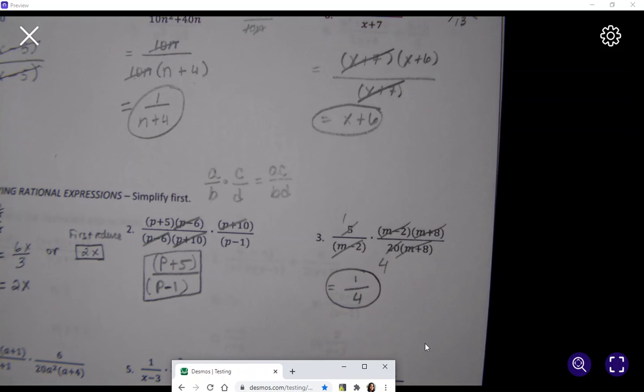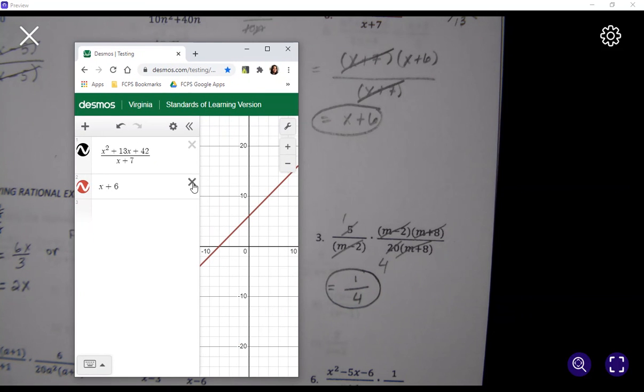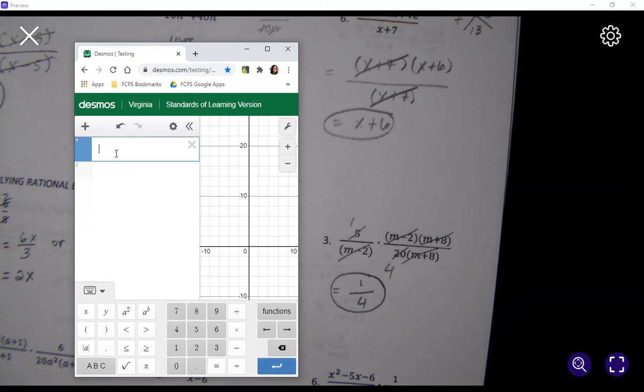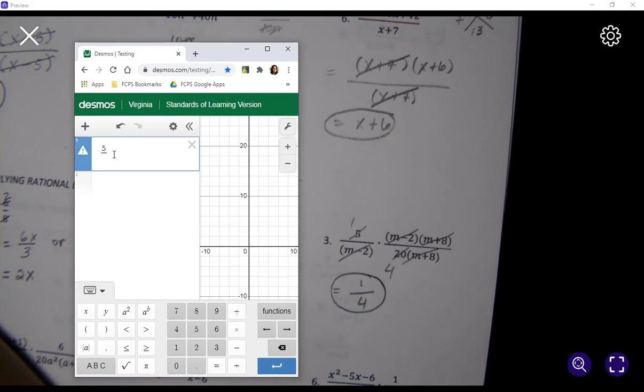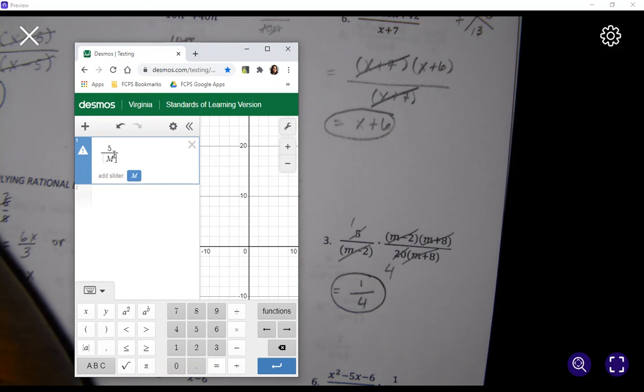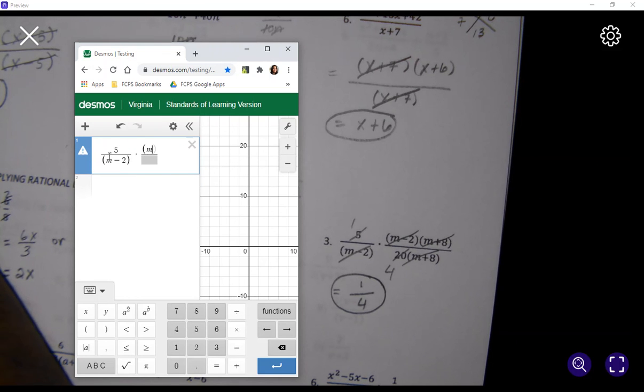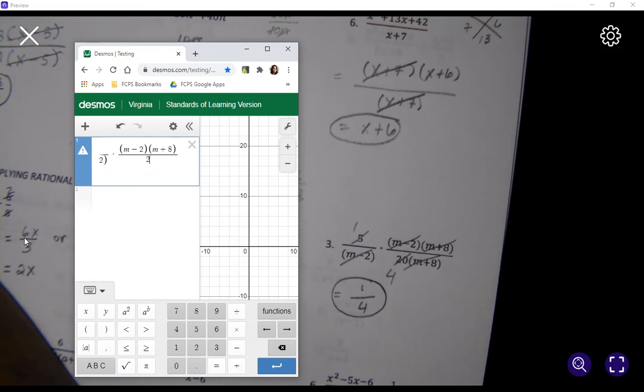If you're like, I don't know if that's right, you can always go ahead and plug it in. So you can do 5 over m minus 2, times, division symbol, m minus 2 times m plus 8 over 20 times m plus 8.